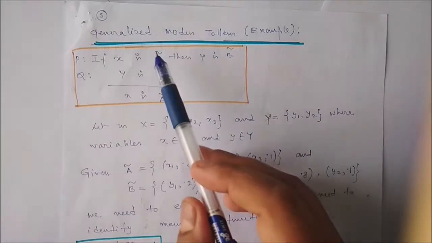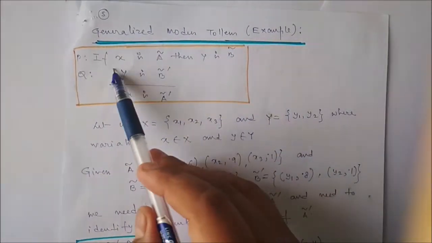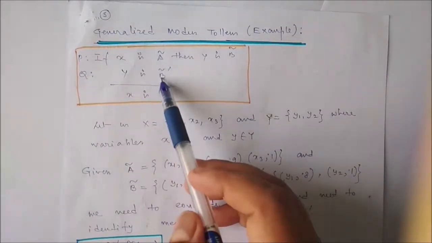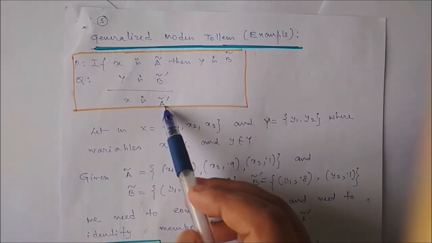Next we can see an example of generalized modus tollens. If x is A, then y is B, and y is B dash. So these are given, these are known. So we have to infer that x is A dash.